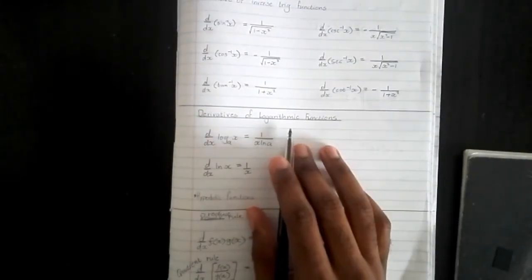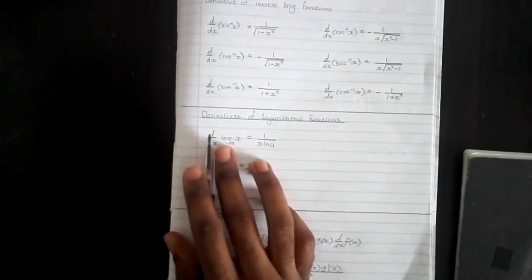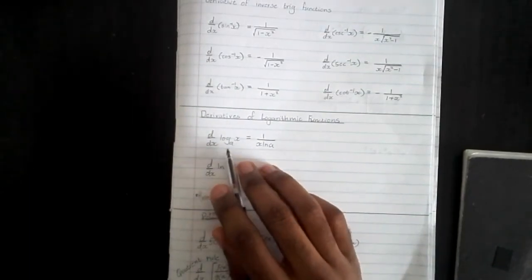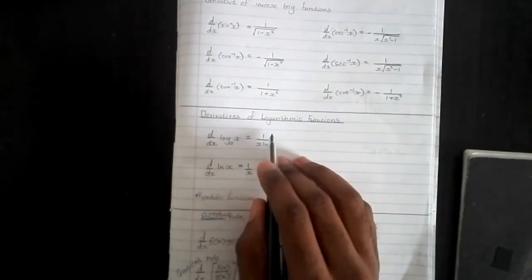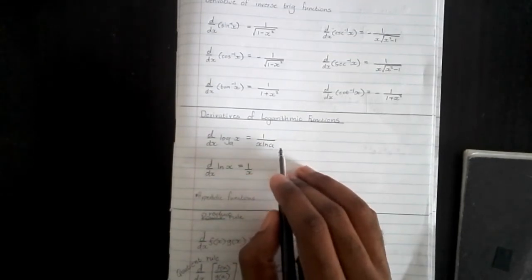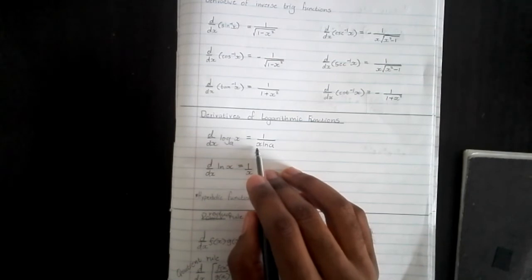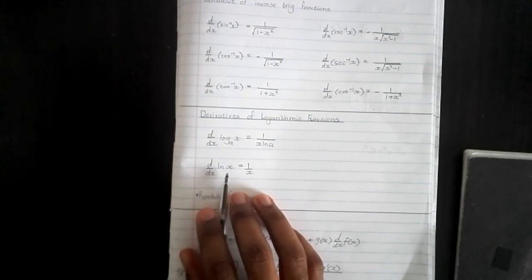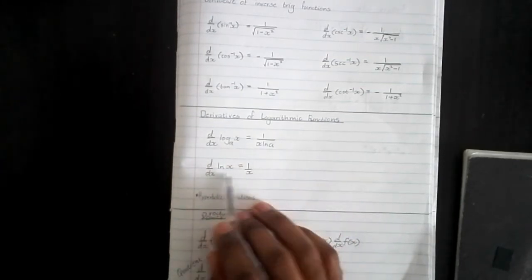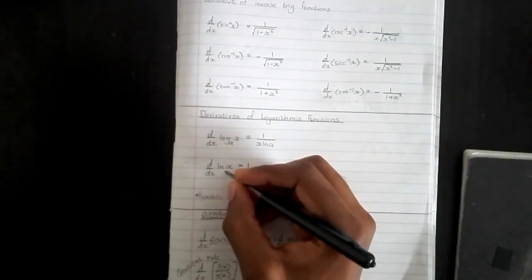Also with logarithmic functions, if you're asked to find the derivative of a log function, it's just 1 over x times ln of the base. And the derivative of ln x is just 1 over x, because ln, remember, is a log with base e. The base e doesn't change, so it's going to be 1 over x.